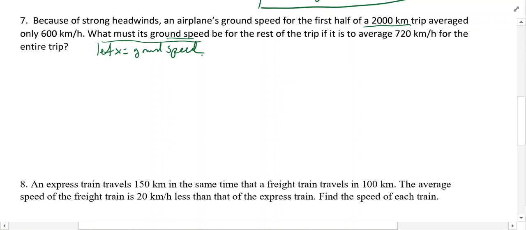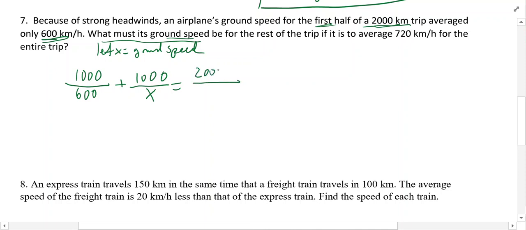We know the trip is 2,000 kilometers, but it's talking about the ground speed for the first half. If your total trip is 2,000, your first half would be 1,000 kilometers, and during that first half, they averaged 600. So that would be 1,000 over 600, plus the second half, the other 1,000 kilometers, and we don't know that average. That's what we're looking for. They want the entire trip, 2,000 kilometers, to average 720. So we need to figure out how fast they need to go the second half of the trip. Again, you might want to start by reducing the fractions and then solving. I want you to pause the video and finish this. Okay, let's see how you did.